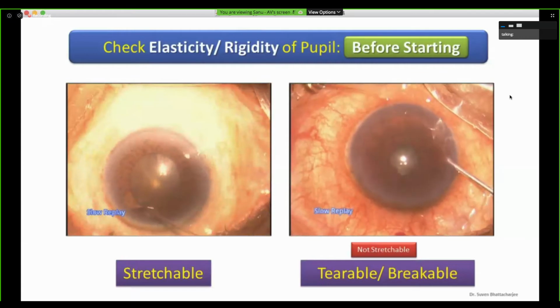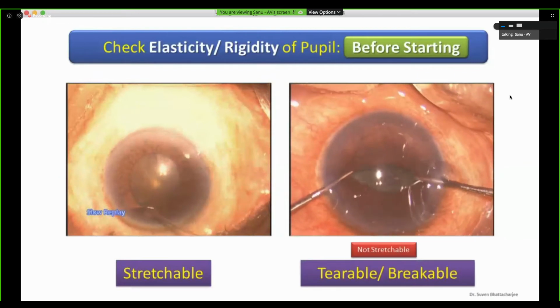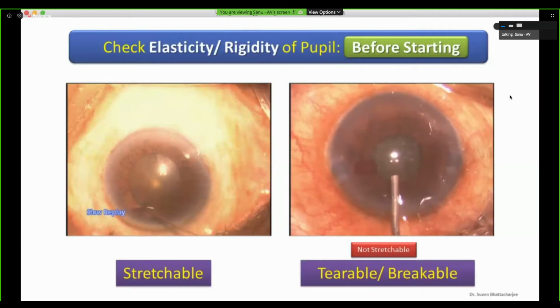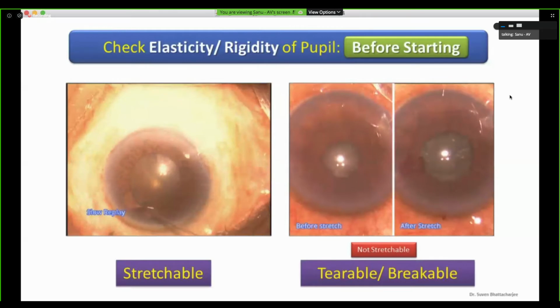The pupil hardly enlarges when BSS is injected. Once the fibrotic band is torn by a bimanual stretch, the pupil now expands and it is easy to use any pupil expander. This is a very simple test to differentiate between a rigid and elastic pupil.